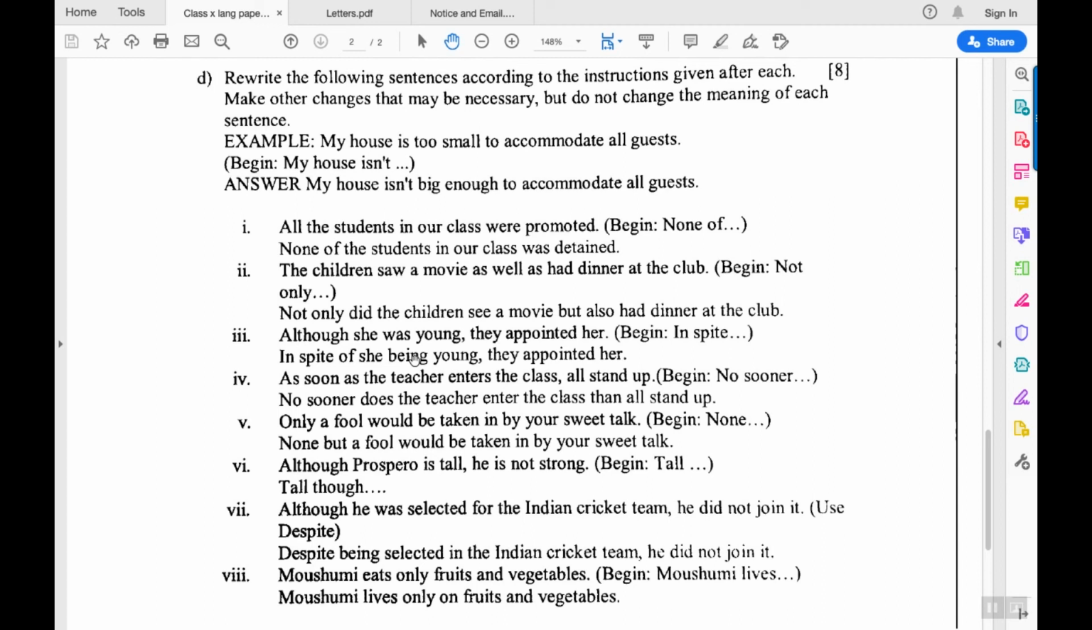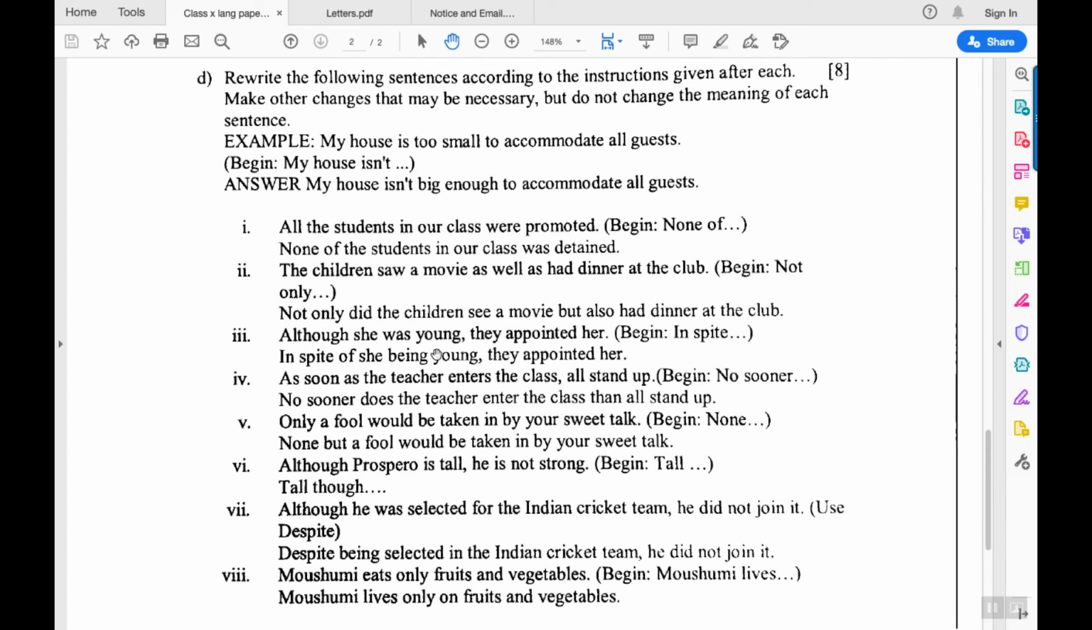Although she was young, they appointed her. Begin in spite. Now many of you got this wrong because you wrote the spelling in spite as a single word. There are two words. It is in spite. So the answer would be in spite of she, not her, or not in spite of being young. It will be in spite of she being young, they appointed her, comma will be there.